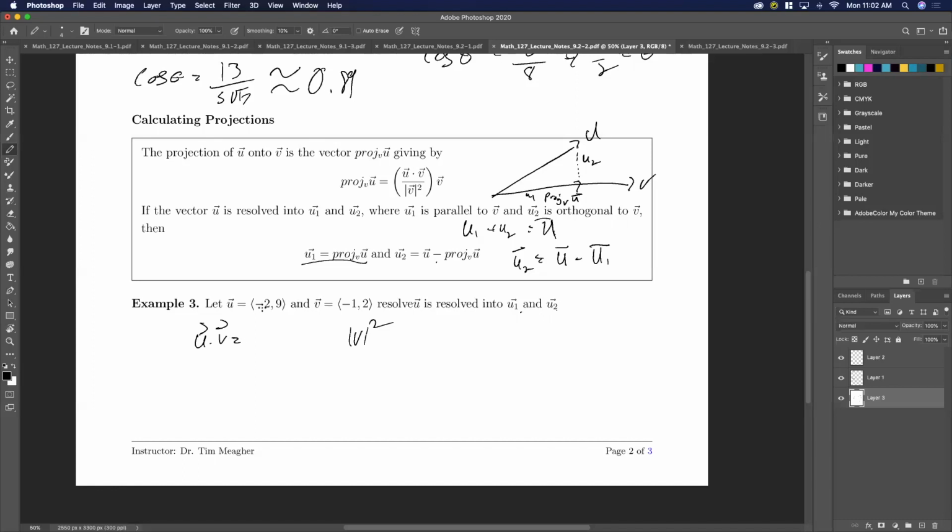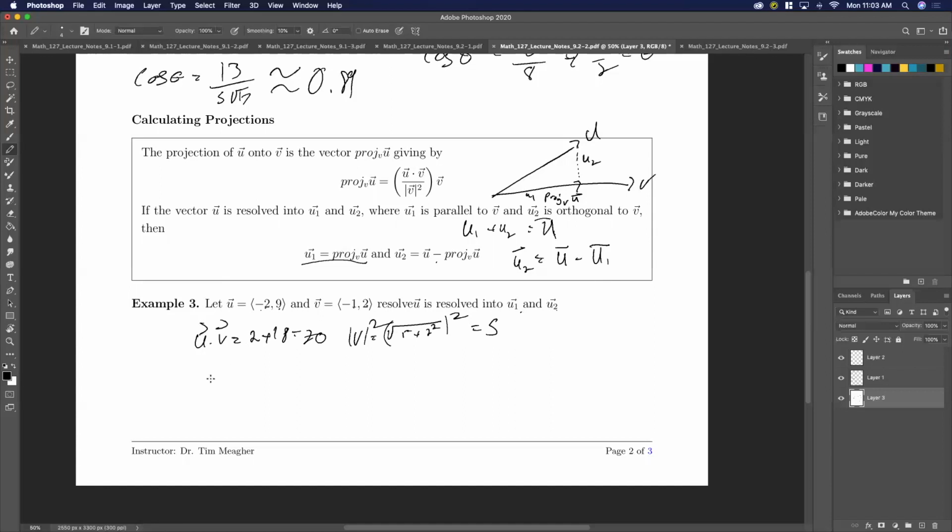So u dot b in this case is -2 times -1, so it's 2, plus 9 times 2, which is 18, so this is 20. The magnitude of b squared is the square root squared of, where are my components of b? So it'd be 1 squared plus 2 squared, so this would be the square root of 5 squared, so this just equals 5. Does that make sense?